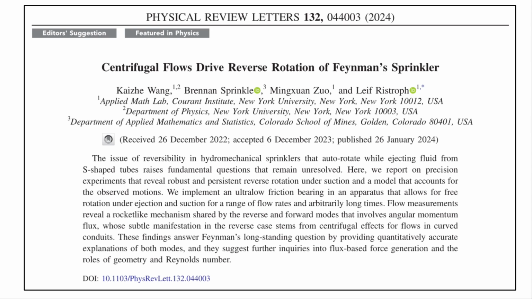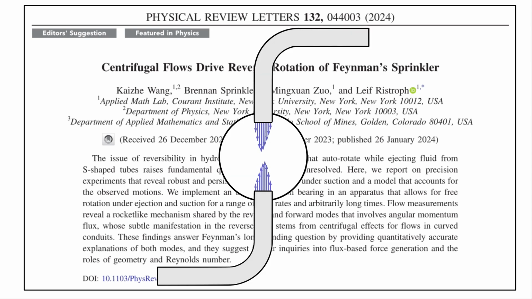Recently, there was an impressive paper published on the topic by a group from NYU. What they show is that the internal flows into the hub are skewed, and those skewed internal jets are what drives the rotation of the sprinkler, by what they describe as a rocket-like mechanism. And this is where I'm going to throw a cat amongst the pigeons, because while I agree that these internal flows are key to the problem, what I see in my simulations is not really very rocket-like.